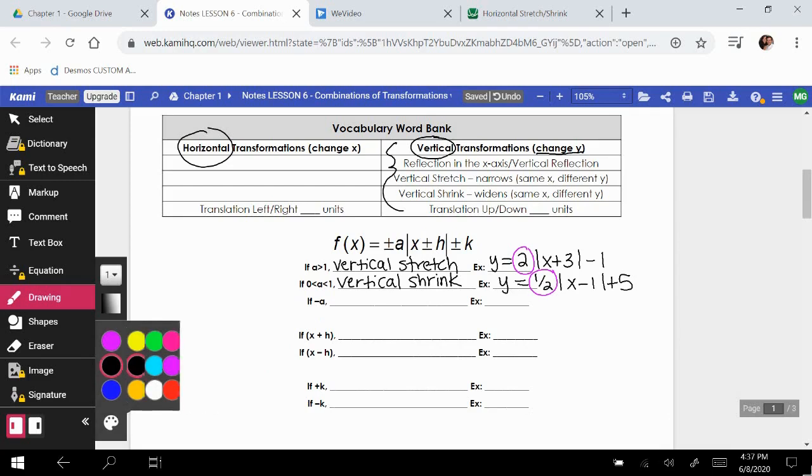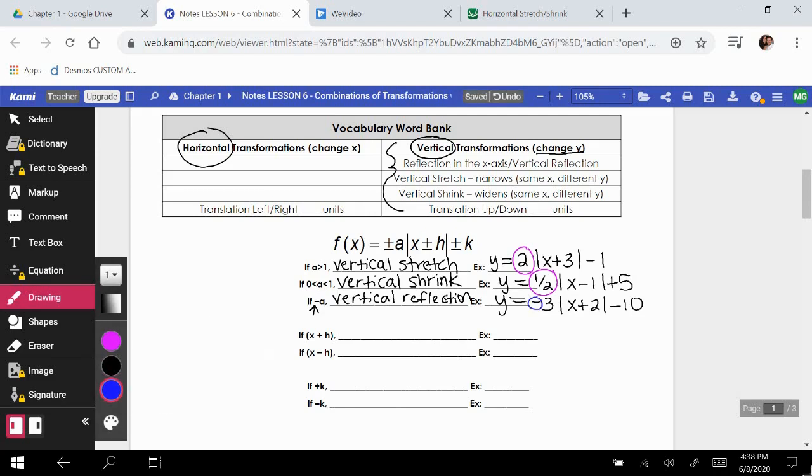Okay, and if you have a negative sign out in front, that's going to cause a vertical reflection, also called a reflection in the x-axis. So an example like that might be -3, absolute value of x plus 2 minus 10. Look at what we have out front. See how we have this negative sign out front? That's going to flip the graph. All right, so we're done with this section.